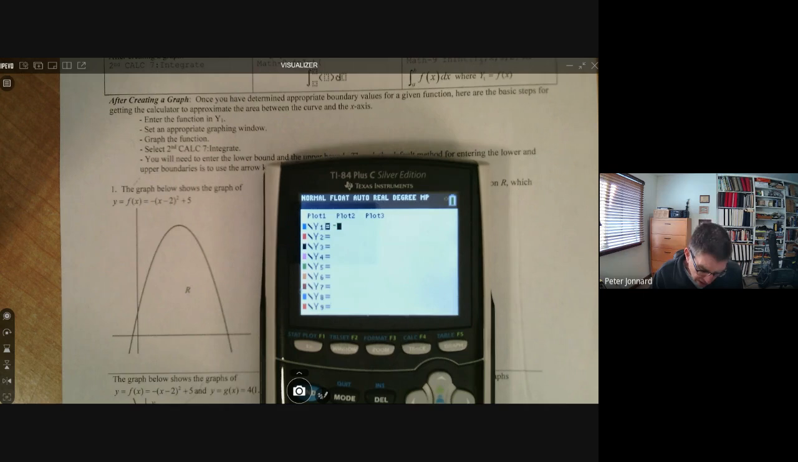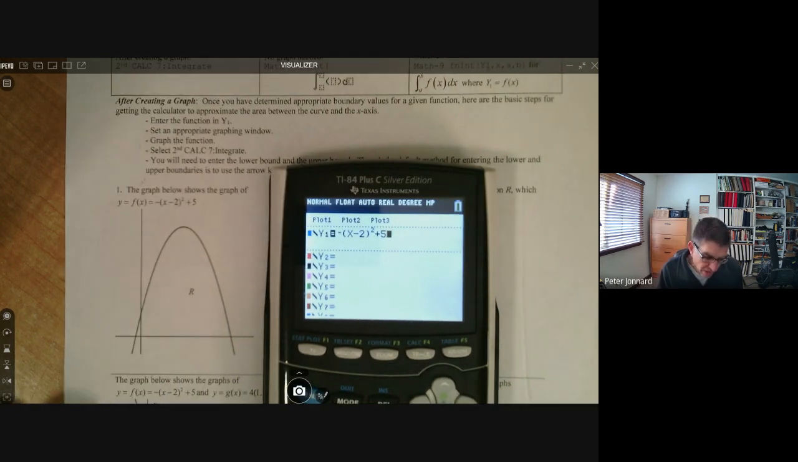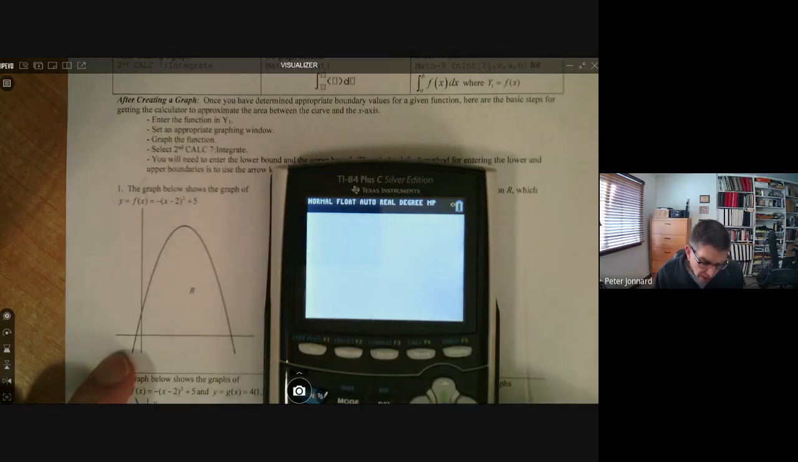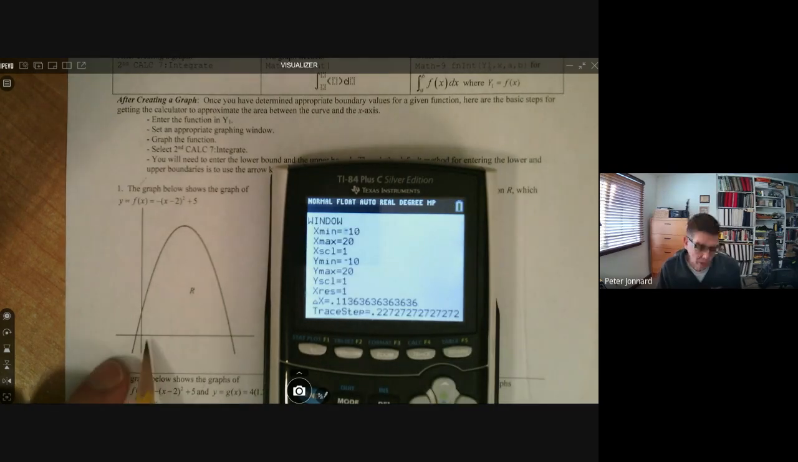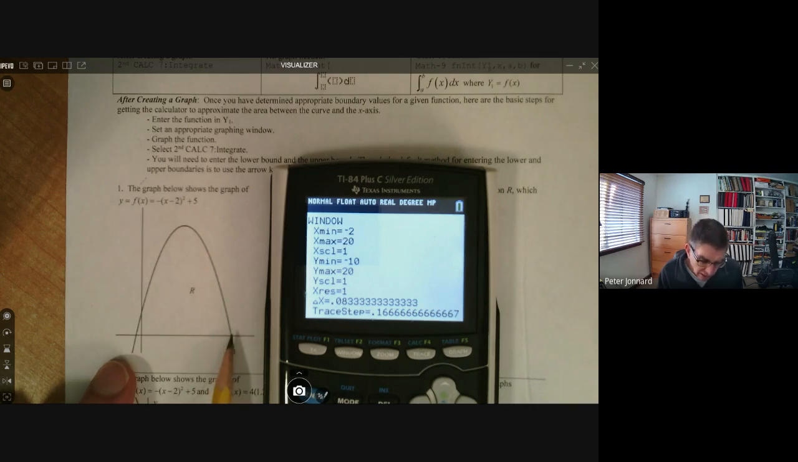So y1 is the opposite of the quantity x minus 2 squared plus 5. And so I want to set my graphing window from just eyeballing this thing in the x direction. I don't think I need to go all the way to -10. I can probably get away with going to like -2. And x max, I don't think this y-intercept here is terribly far. I think probably 10 is perfectly good.